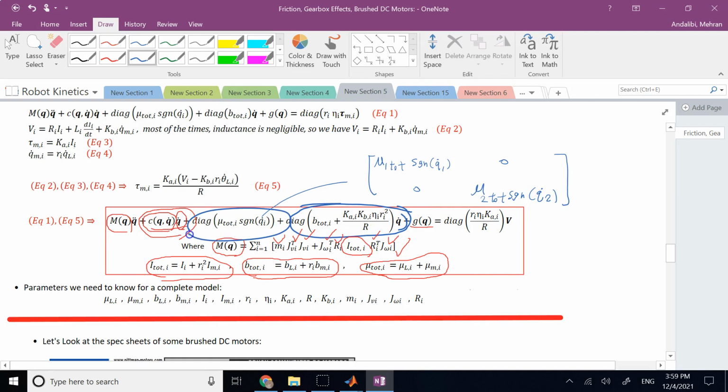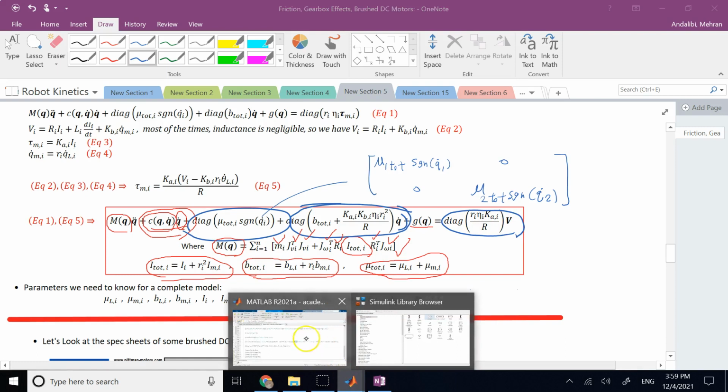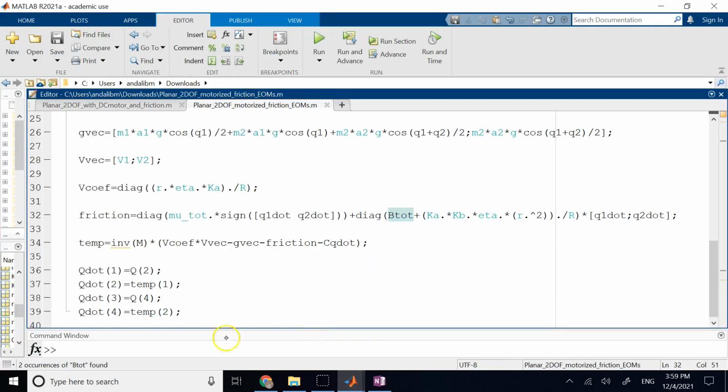And this one, all I need is this guy here, and for that, again, I need to do the product of R, eta, Ka, and R, and multiply by V. And again, you can see I have done that here. R, eta, Ka divided by R. This is that diagonal matrix multiplied by the vector of the two voltages.